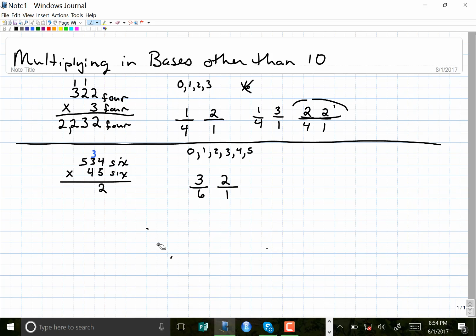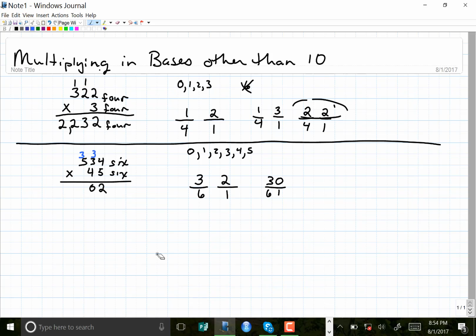All right. Now I'm going to multiply 3 times 5 and add 3. So 3 times 5 is 15. Add 3 is 18. And in order to get 18, I'm going to need 3 6s and 0 1s, right? So that means to write 18 in base 6, I'm going to use the symbols 3 0. So I'm going to put down the 0 here, and I'm going to carry the 3 there.